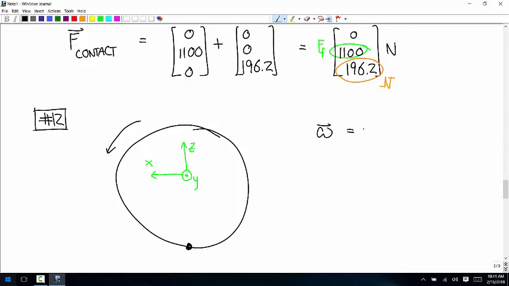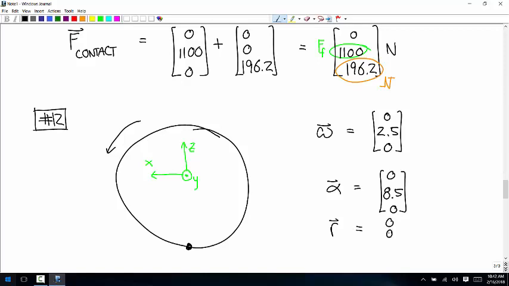So the angular velocity vector: it says the angular speed is 2.5. An angular velocity that's counterclockwise here is in the positive y direction by the right-hand rule. So this is 0, 2.5, 0. And it says it's speeding up at 8.5 radians per second squared. If it's speeding up, then the angular acceleration has to be in the same direction as the angular velocity, so this is 0, 8.5, 0. And the r vector is from the center of the circle to the point. The thing has a radius of 6, so this is 0, 0, negative 6.